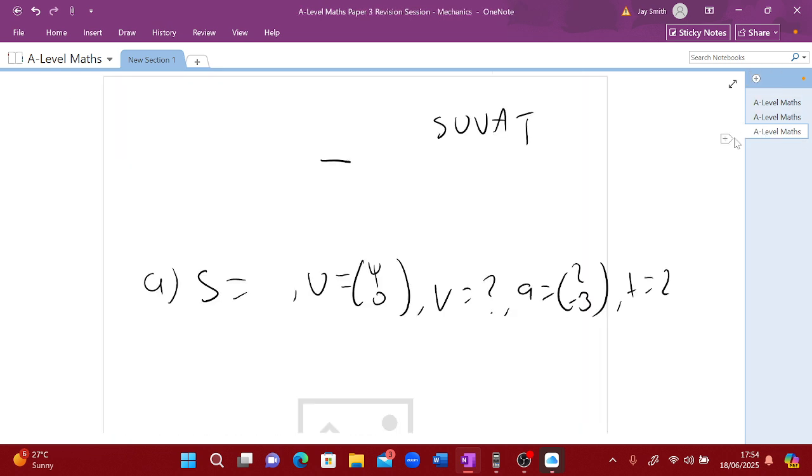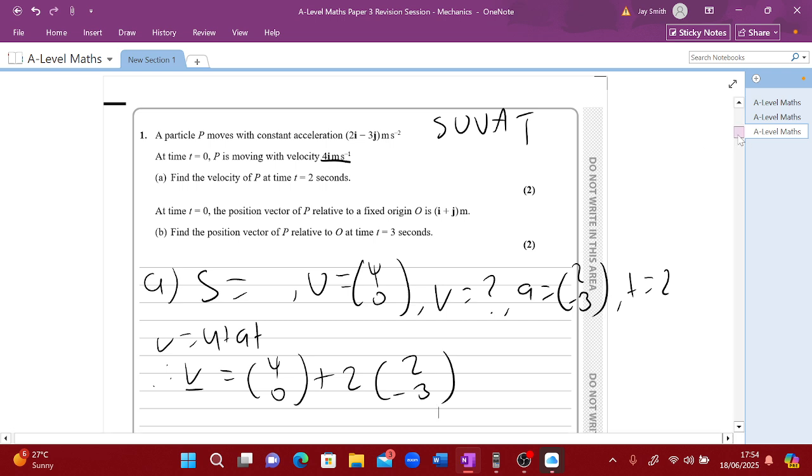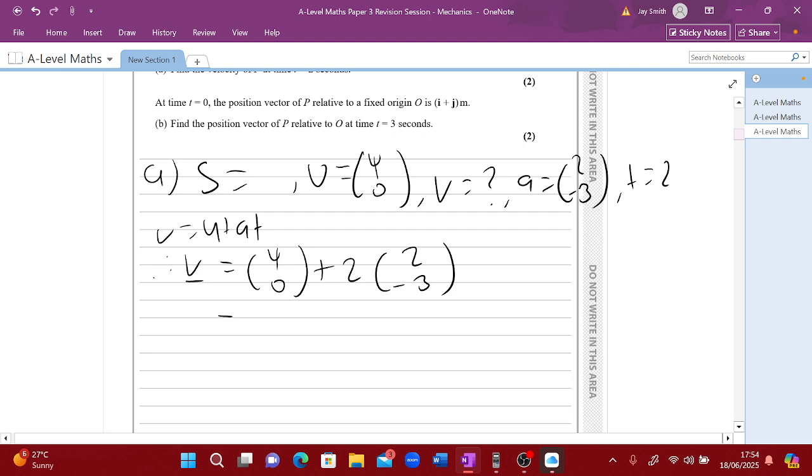That's if you hadn't remembered them, but yeah, so v equals u plus at. So then v is u, which is (4, 0), plus t is 2, so 2 lots of a, which is (2, -3). And then we do all that as a vector, and we do vector addition to bring it to one vector. So 4 add 2 lots of 2 is going to get us 8 for the top one, and then 0 add 2 lots of minus 3 is just going to be minus 6, and that is simply your vector at t is 2. So just use suvat there because we have constant acceleration.